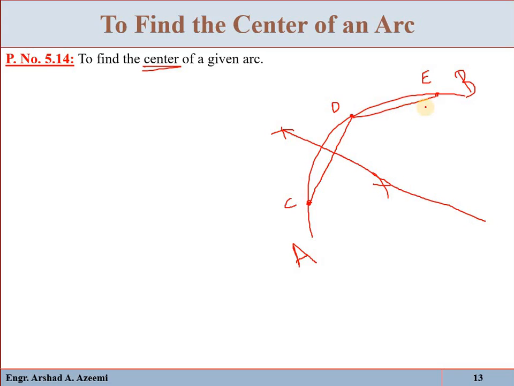Similarly, open a compass greater than half of DE, and with center D mark here an arc and here an arc. With center E mark here an arc and here an arc. Join these 2, so this will be the perpendicular bisector of DE. When these 2 bisectors intersect each other at this point, that will be the center of arc AB. So this is the way you will find the center of a given arc.